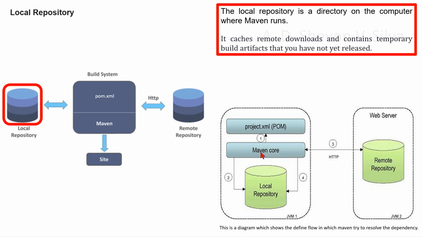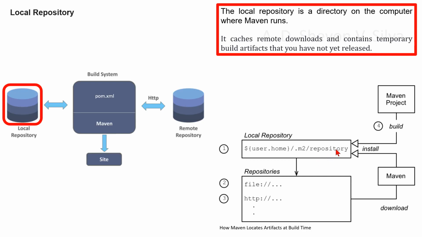Here in step 1, Maven core is connected to pom.xml. In step 2, Maven core is connected to the local repository. In step 3, Maven core is connected to the remote repository, and HTTP is used during the interactions. And in step 4, Maven core is connected to the local repository. Here this is JVM1 and this is JVM2, a web server.